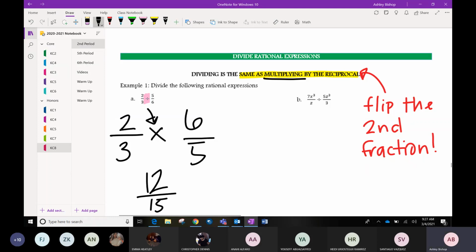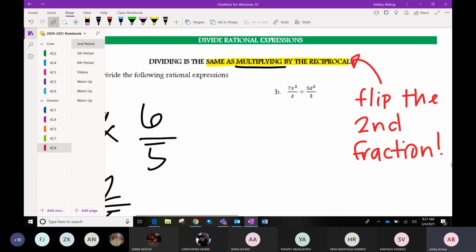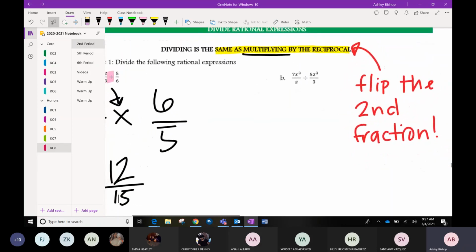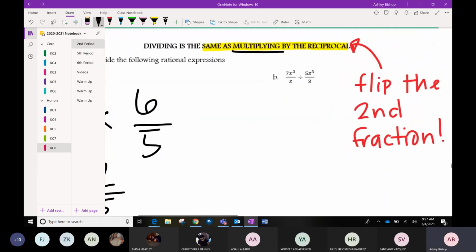Alrighty. So let's do this problem right here. I keep the first fraction, 7x to the third power over z. I change the division to multiply because we're comfortable with multiplication. It's the same as multiplying, so we need to change that to multiply. And we flip the second fraction, just flip it over. The 3 goes on top now, and the 5z to the third power goes on bottom.